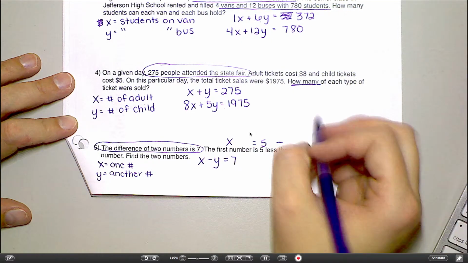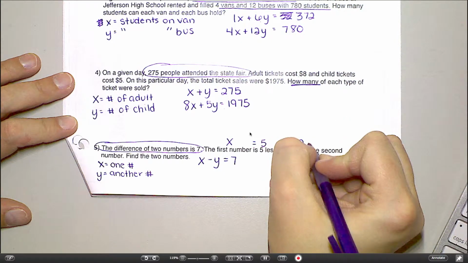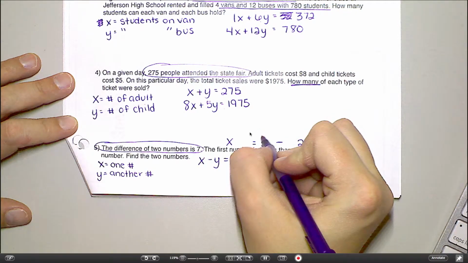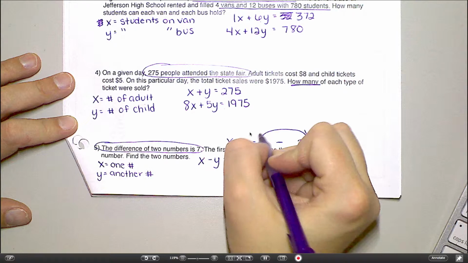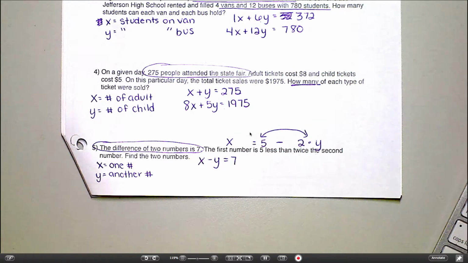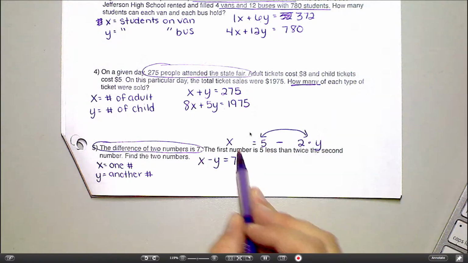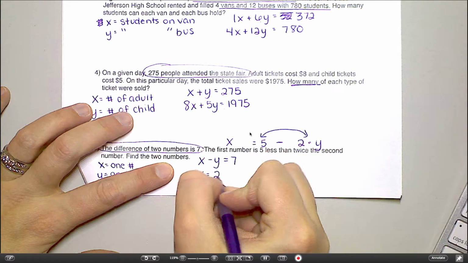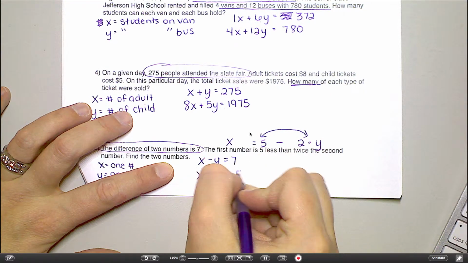Twice the second number. Well, twice means 2 times that second number, which is y. And then because it's less than, I'm going to have to switch the order of these. So what's my second equation going to say? x equals, there you go, x equals 2y minus 5.